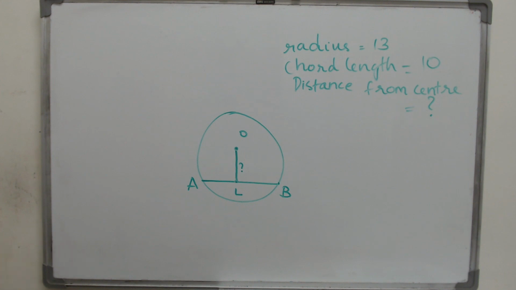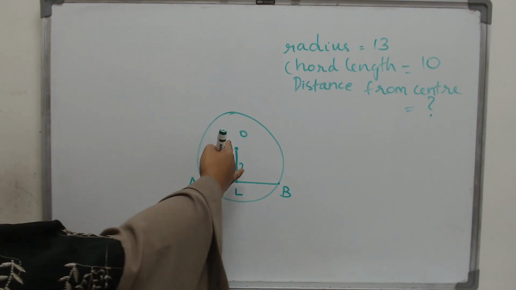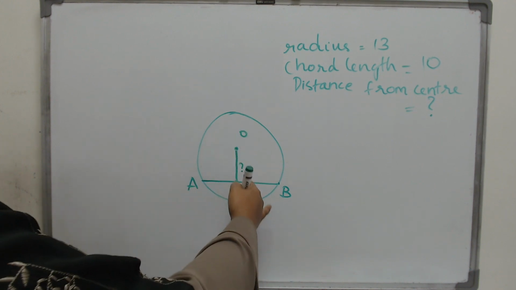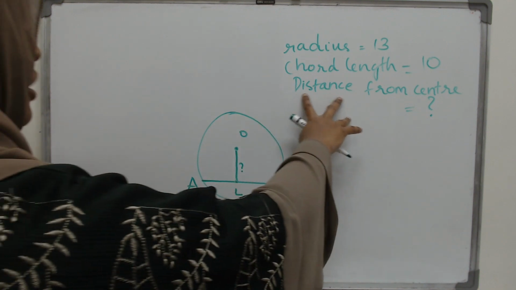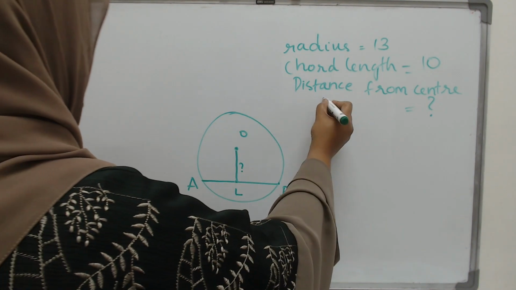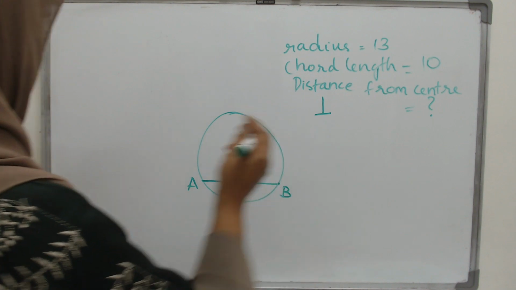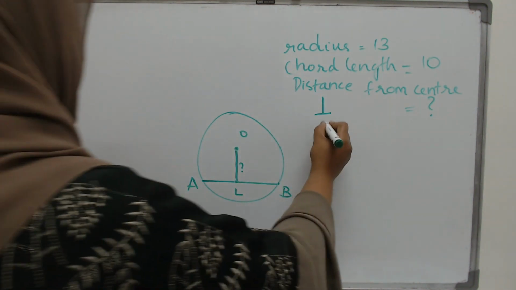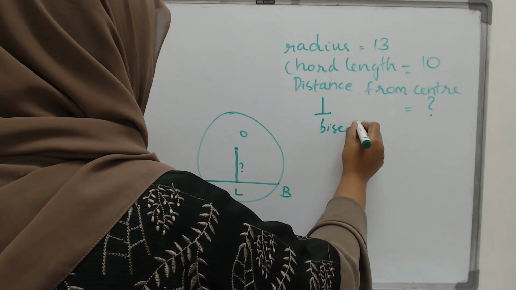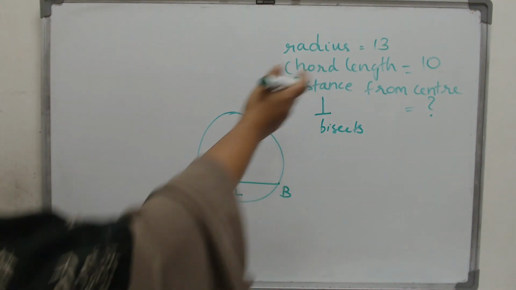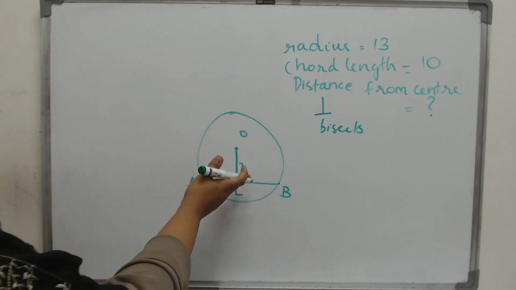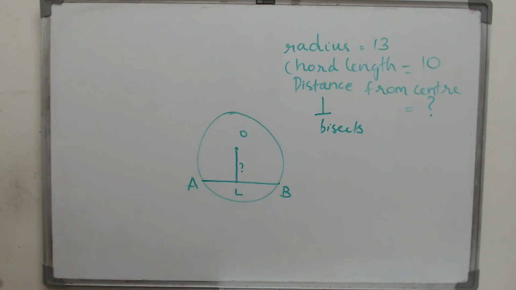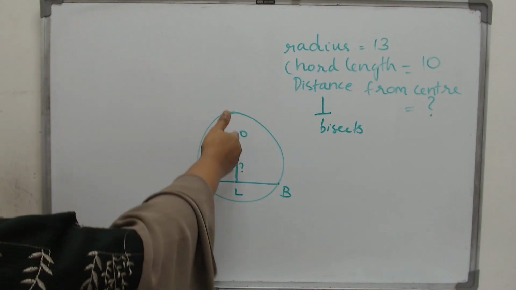Why? Because this whole chapter, this topic is about the distance from the center to a chord, and whenever you hear the distance, you should remember two concepts. One, it is perpendicular, and two, it bisects. So please remember both of these and try solving this question. What do you have? You have a chord whose length is 10 centimeters.